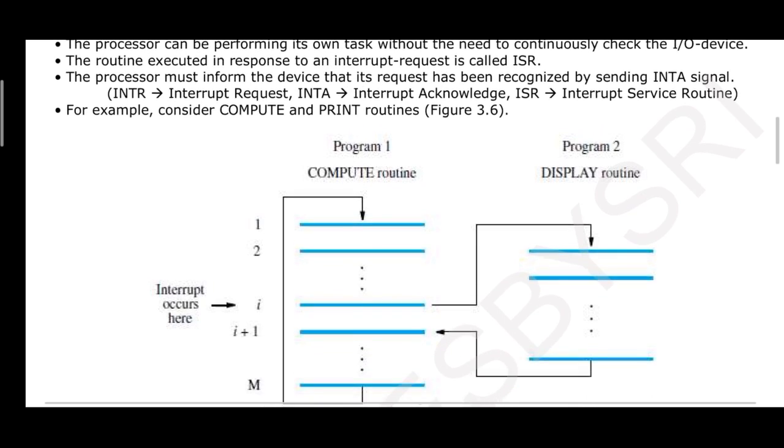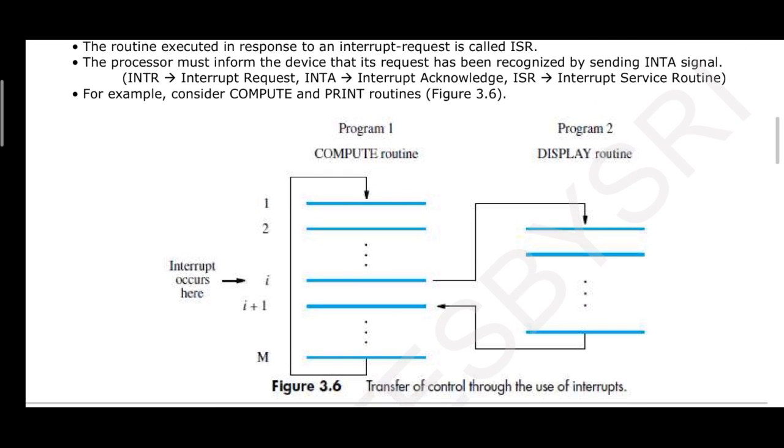Here is an example of transfer of control, similar to a subroutine, which we call an interrupt service routine. There is a compute routine and a display or print routine. Line numbers follow sequential execution, 1, 2 and so on. At line number i, an interrupt occurs, so the print command is executed, say. In other words, the display routine is called.